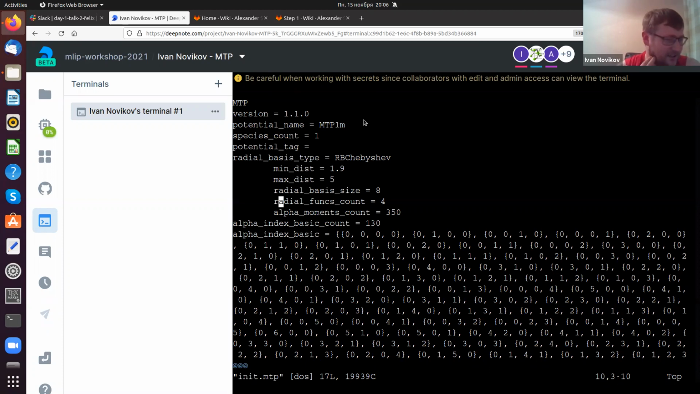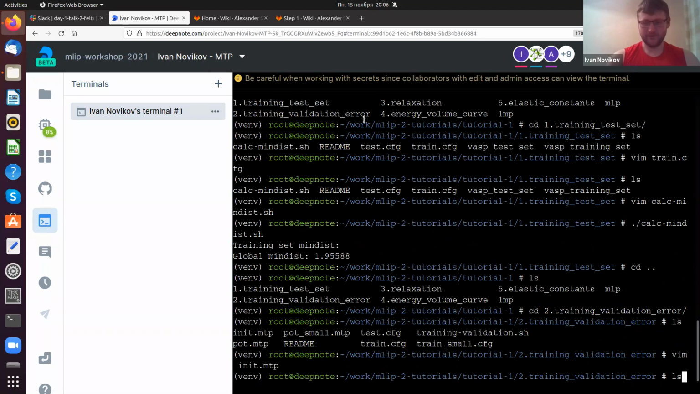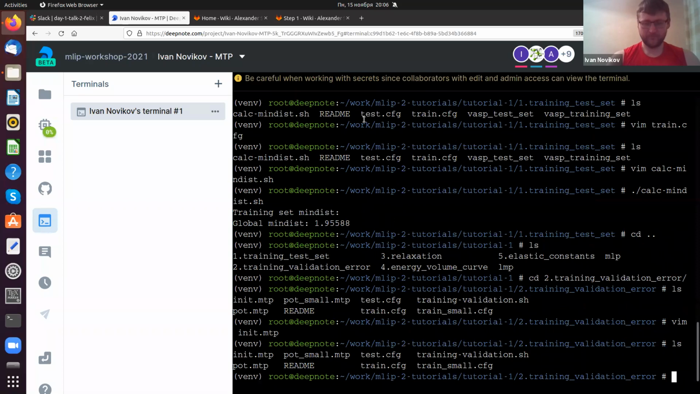In practice, for serious problems we typically deal with MTPs of 16th level or 20th level, or for a magnetic project, we dealt with 24th level. For 24th level, we have around 1,000 parameters to fit. So this is init MTP.